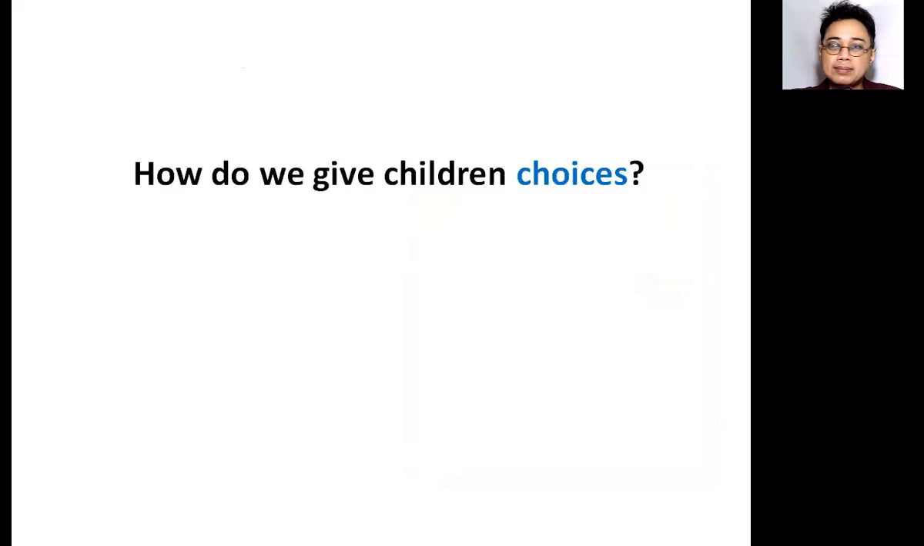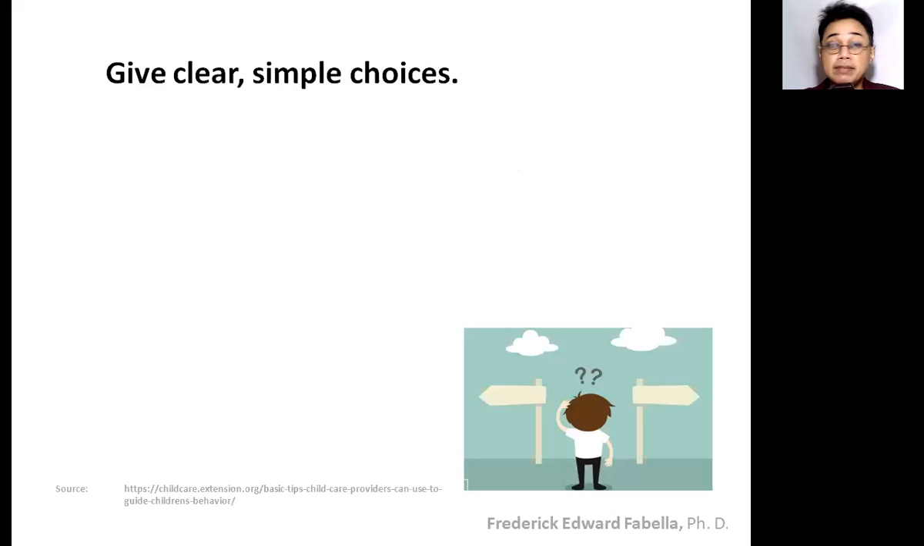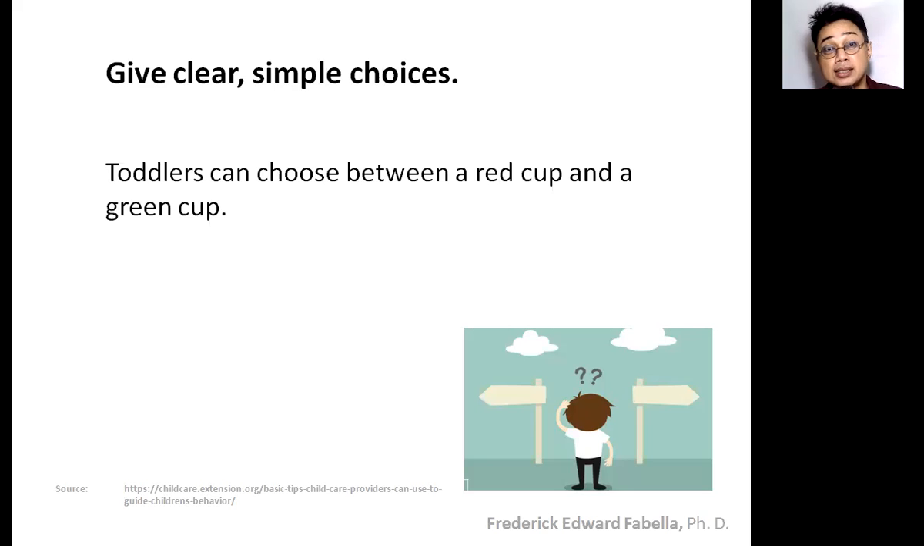So, how do we give children choices? This is a good thing to learn because children would like to exercise some independence, giving them freedom to have a choice or a say in what they will do. So give clear and simple choices. Toddlers can choose between a red cup and a green cup.